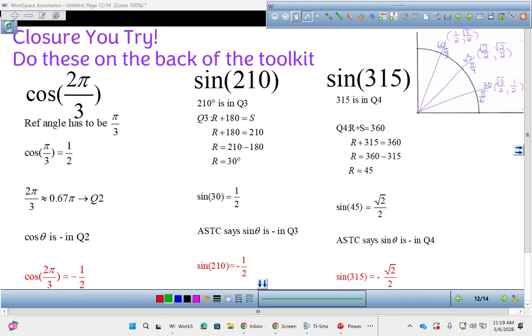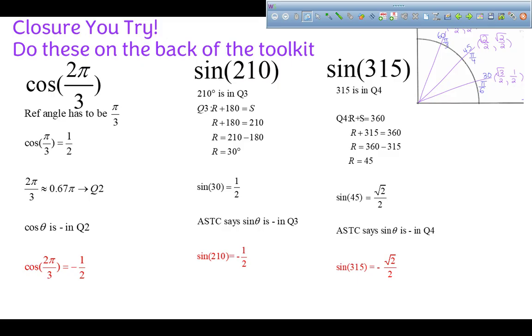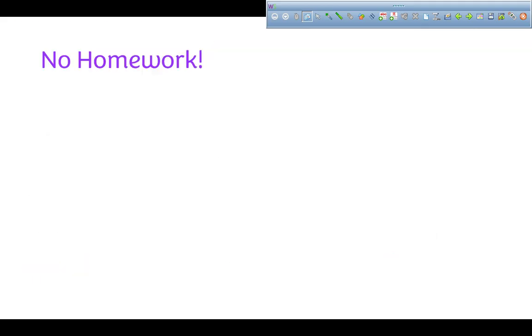All of that is without a calculator. Your test is without a calculator. What do you guys think? All right, so we don't have any homework. Tomorrow what we're going to do is solve equations. You already know the process of solving equations. We're just going to do it without a calculator. So we'll find the reference angle the same way we did today.